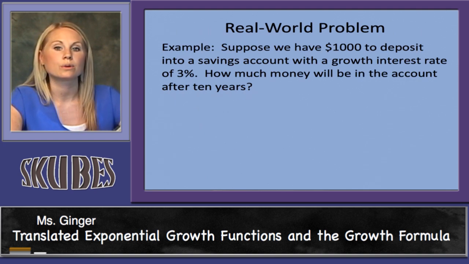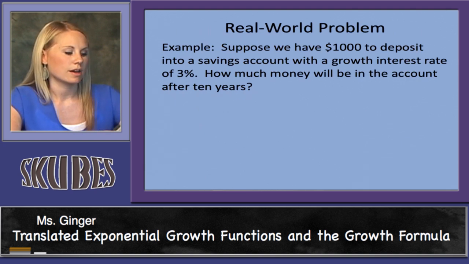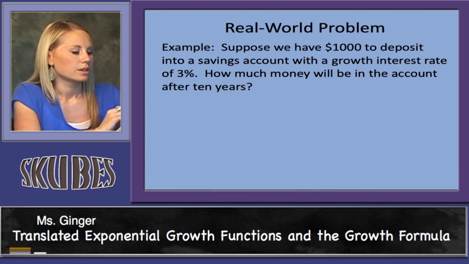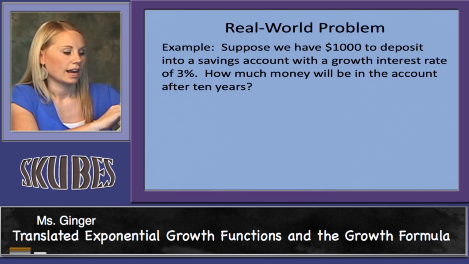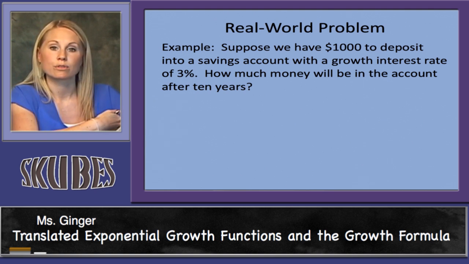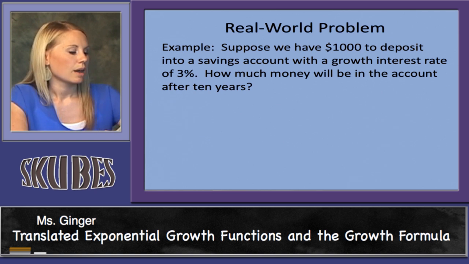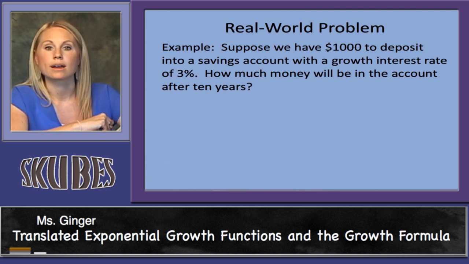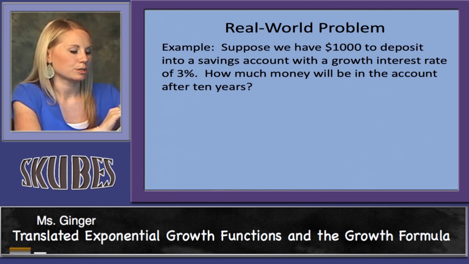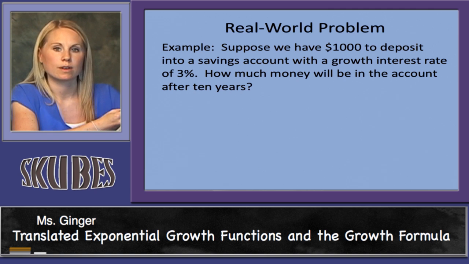All right, so we're going to take a look at a real world problem and apply that growth formula. So suppose we have $1,000 to deposit into an account, and it's going to grow at a growth rate of 3%. And we would like to know how much money will be in the account after 10 years, just from that rate of growth being applied over the 10 years. How much money will we end up with? What will be our final amount?